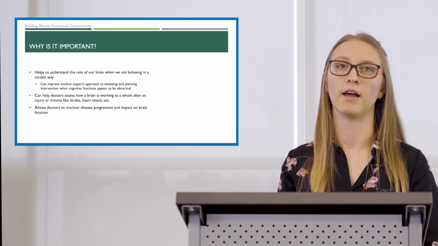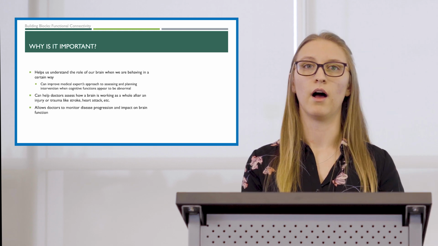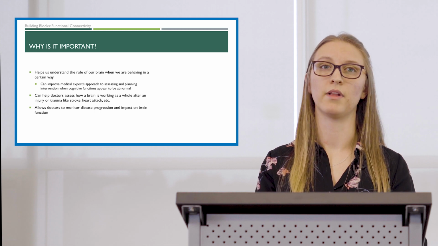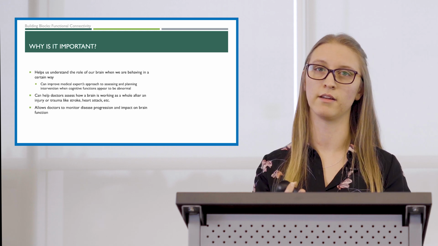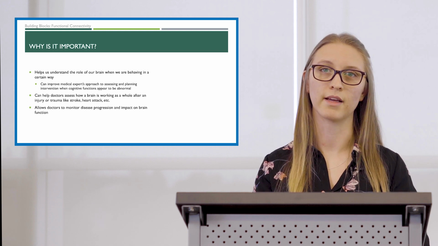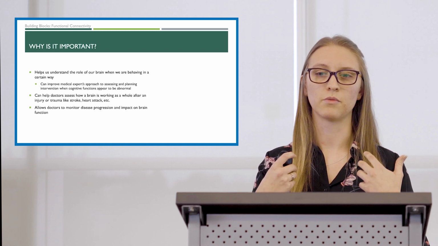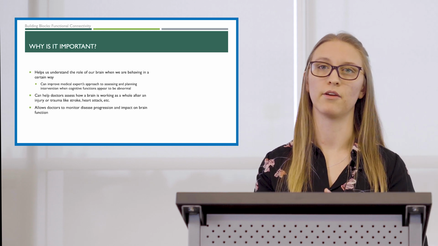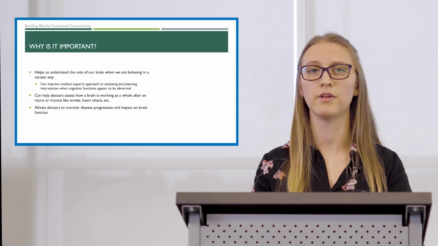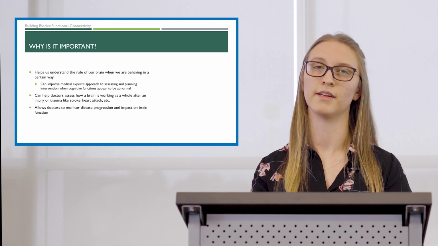Well, functional connectivity, as I said about background connectivity, helps us understand the role of our brain when we are behaving a certain way. So this can help medical experts to assess and plan intervention strategies when cognitive functions are abnormal. If somebody has sustained an injury, stroke, heart attack, something like that, understanding the functional connectivity in the brain allows doctors to assess which regions are going to be impacted, or to figure out which regions were impacted by seeing those abnormal functions. This also allows doctors to monitor disease progression and the general impact on the brain function that a disease has.